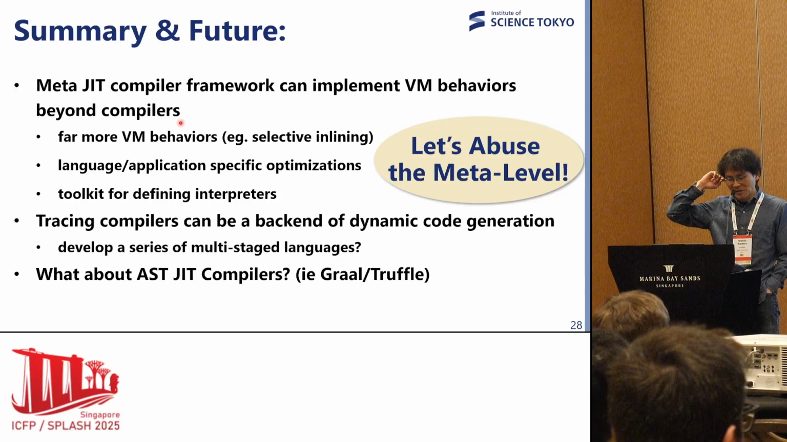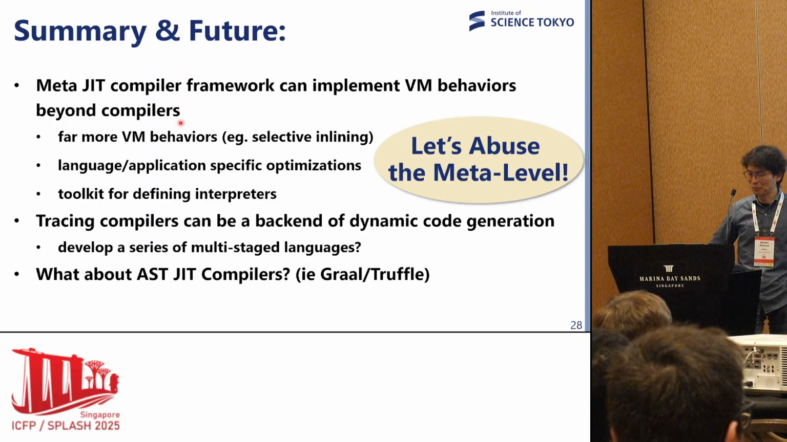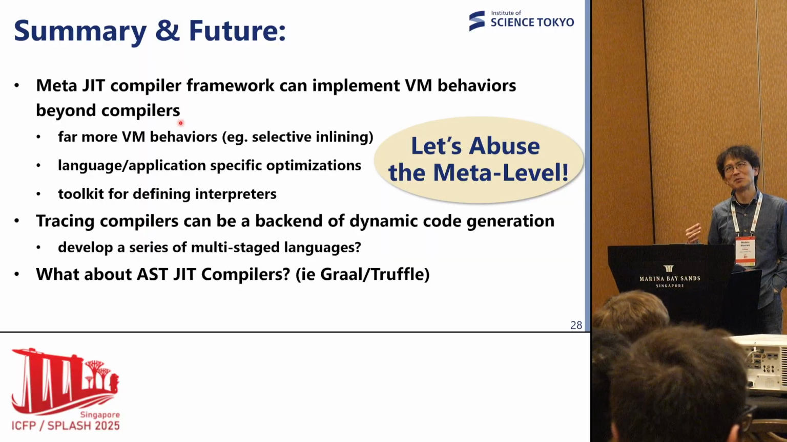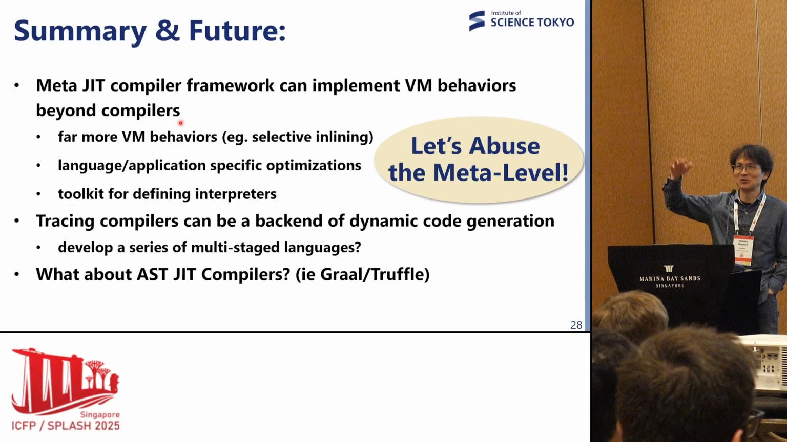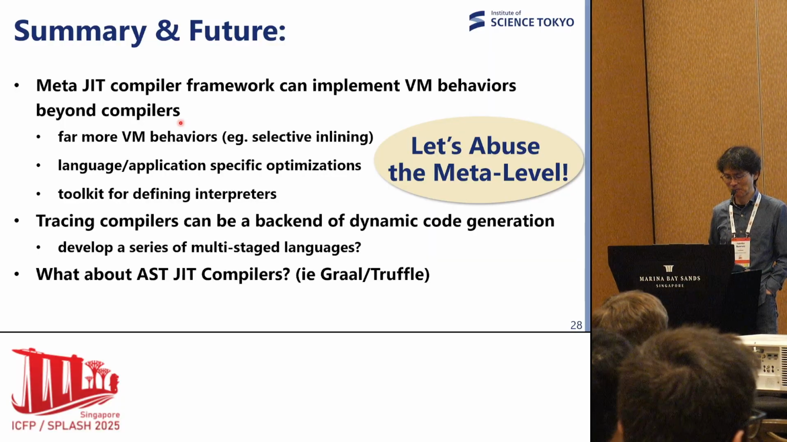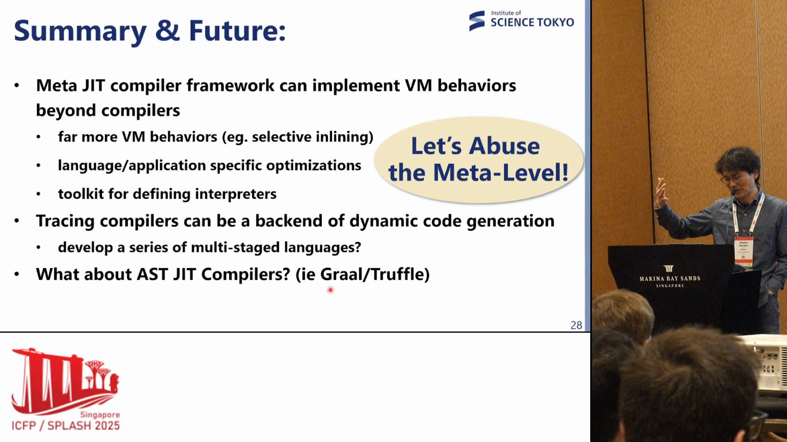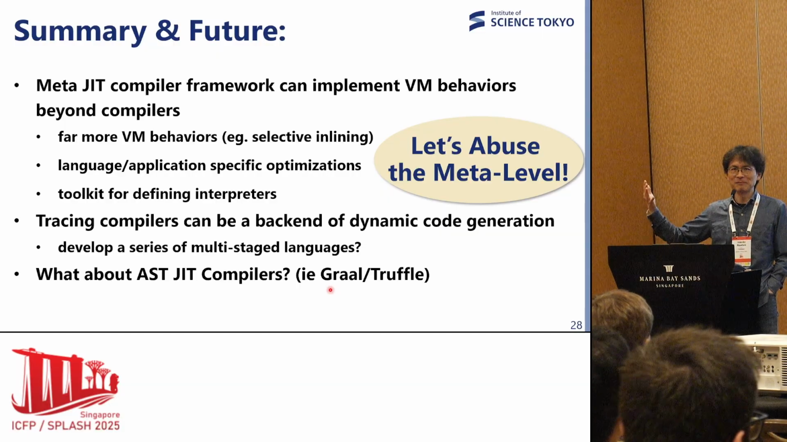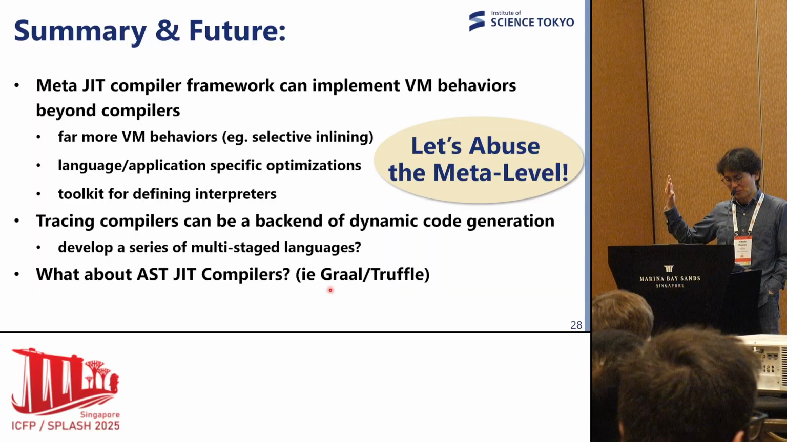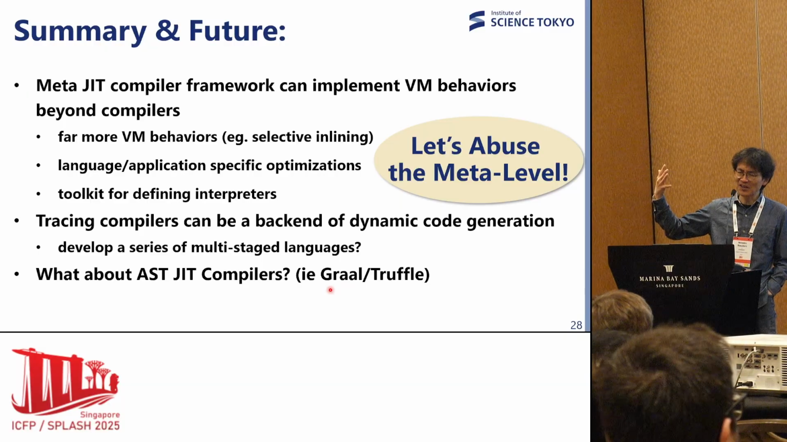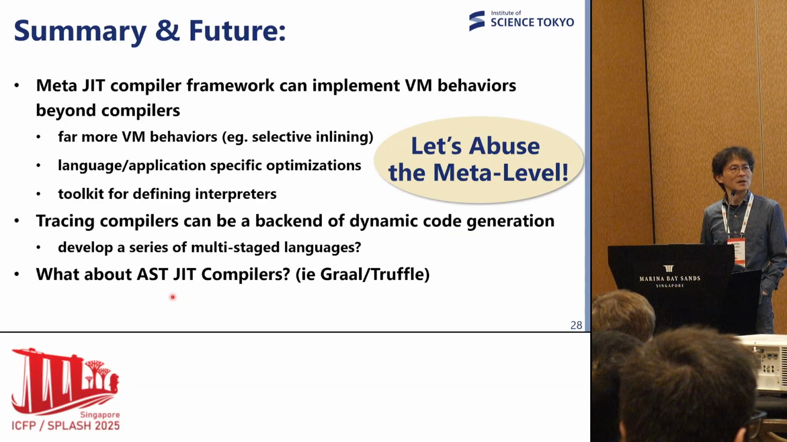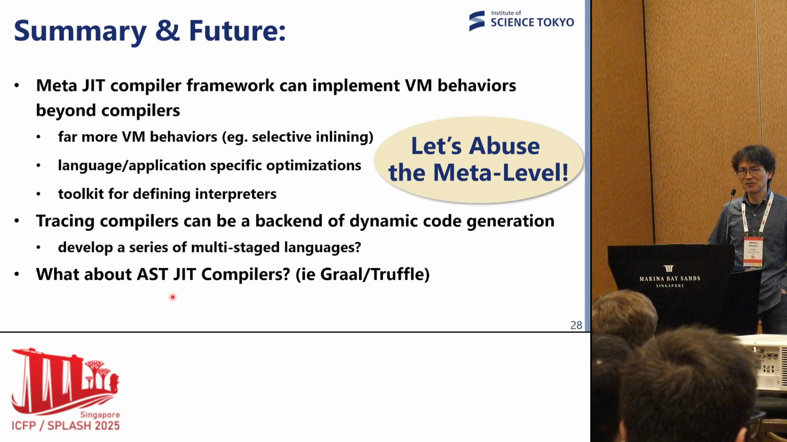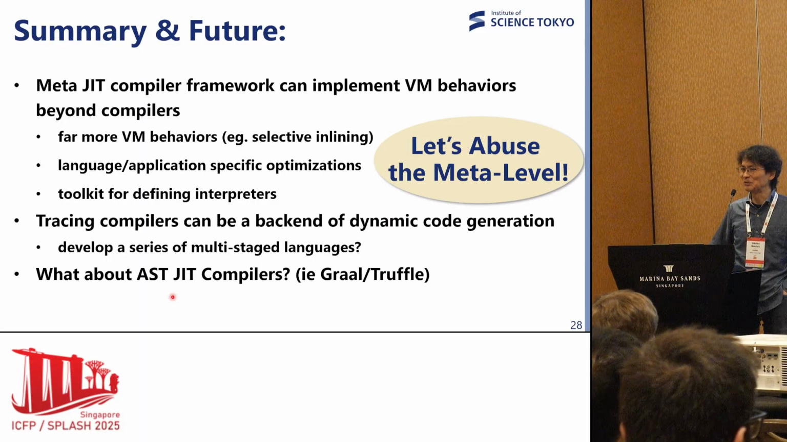The second part is that tracing compilers can be a good backend for dynamic code generation. And maybe it might be interesting to generate a series of multi-stage languages based on the meta-tracing JIT compiler framework. I've only talked about RPython, but Graal Truffle is another meta-JIT compilation framework, and we can also think about the same kind of things based on Graal Truffle. So that's it for my talk, thank you for listening, and I'm very happy to get questions.